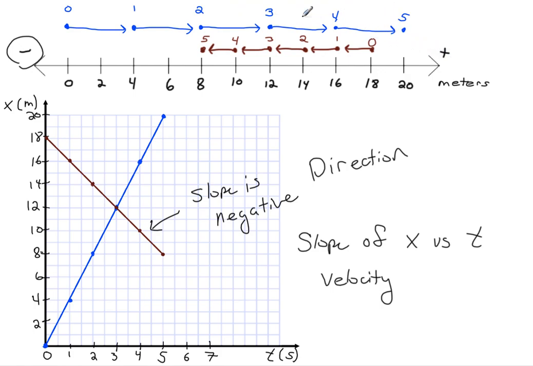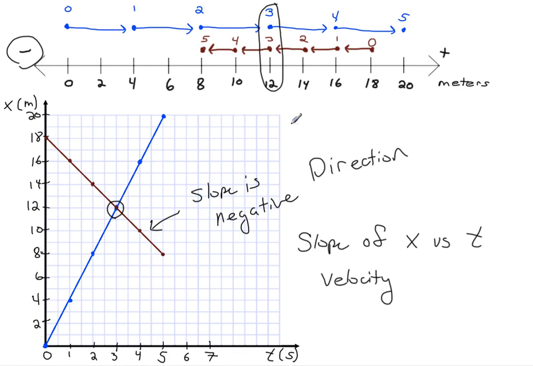And again, take a look over here. At 3 seconds, both objects are at a position of 12 meters. So on this graph, I should see these graphs intersect, and they do, at 3 seconds and 12 meters.